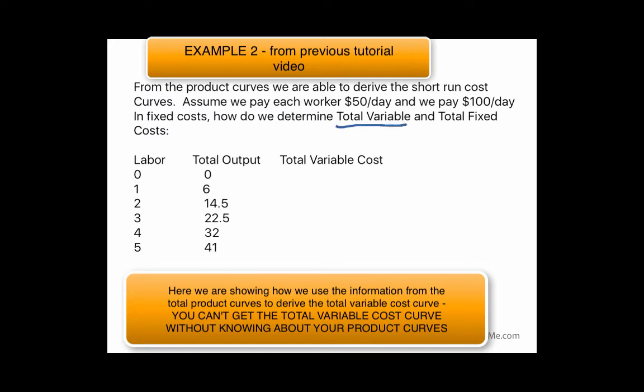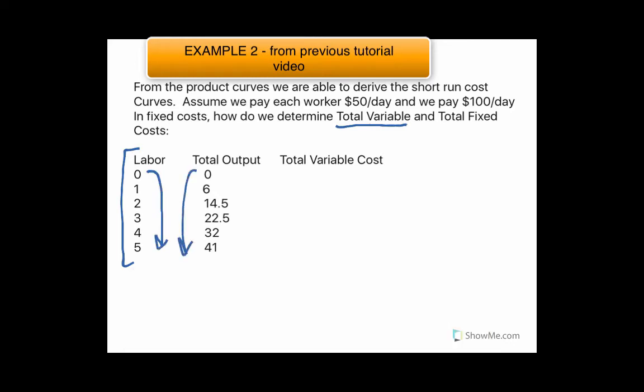So when we're calculating total variable cost, it's important to understand that we're deriving this information from the product curve. So the product curves shows us how different combinations of variable input and fixed input create different values of output. So here, labor, which is a variable input, is changing, and as it changes, as we move from 0 to 5, our output is changing as well. So let's put some numbers to this idea.